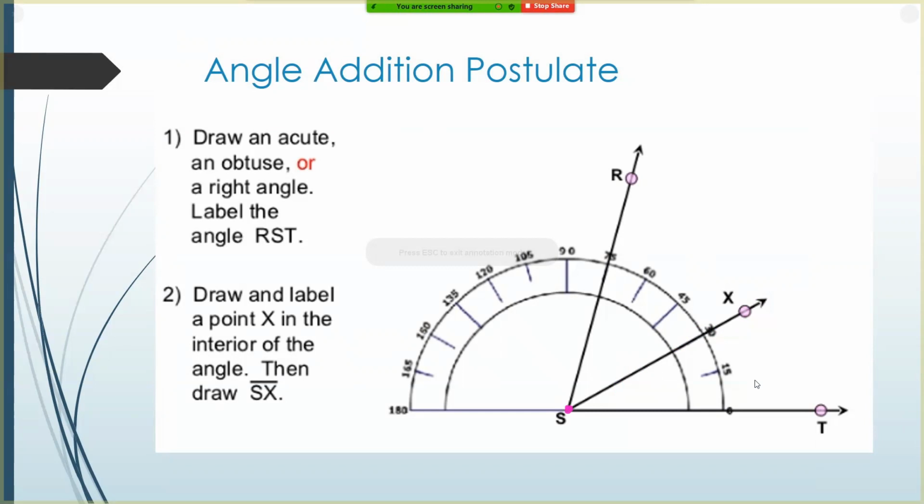So everybody's can be different and this will still work. Once you have your angle, you're going to put point X in the middle of your angle, and then you're going to draw from S to X and continue. It doesn't have to be in the middle, it could be wherever you want. It could be over here, over there, or right here. So somewhere in that angle, draw point X.